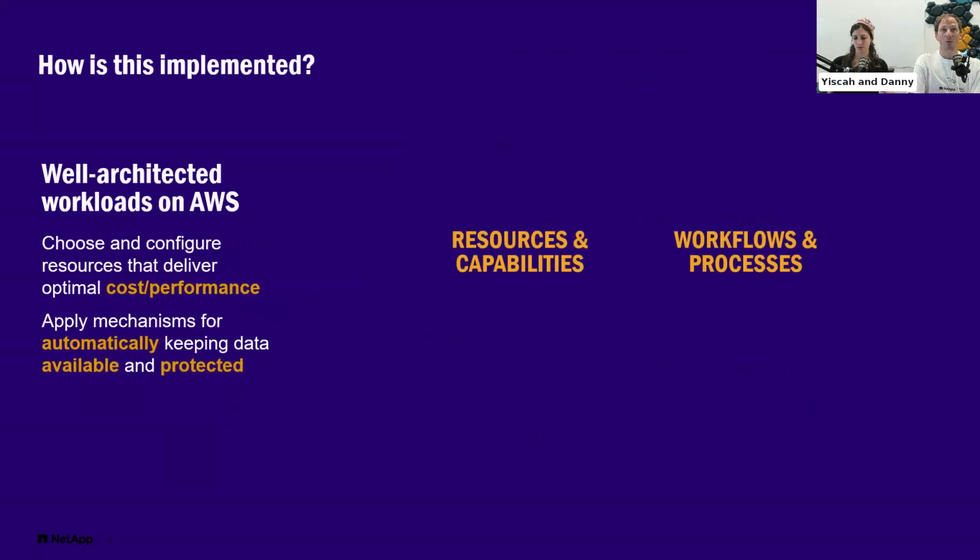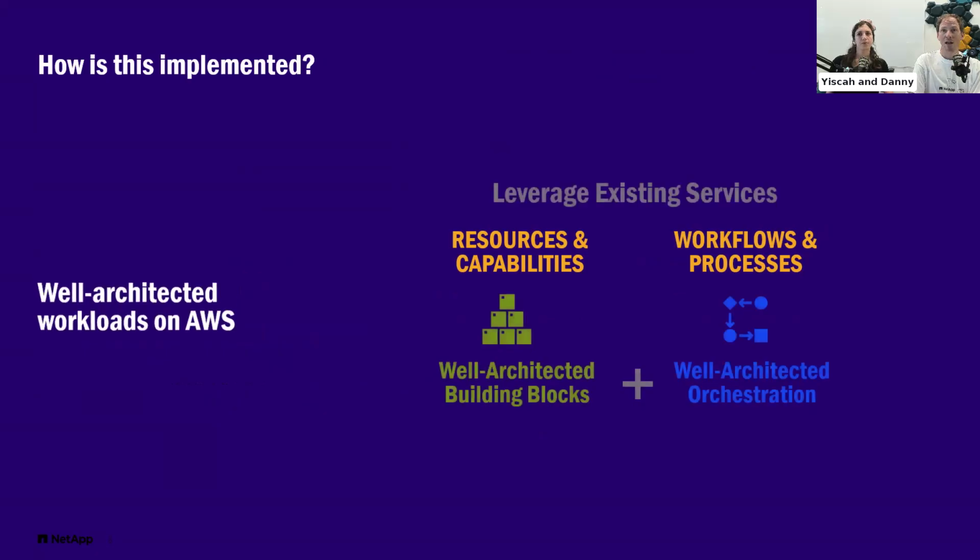How is it implemented? We can choose and configure our different building blocks from what AWS has to offer, and they do offer quite extensively. And once we have everything set up, we can set workflows and processes that will orchestrate everything. So we have our well-architected building blocks, the basics that are built by AWS, and on the back end we can trust AWS to be well-architected.